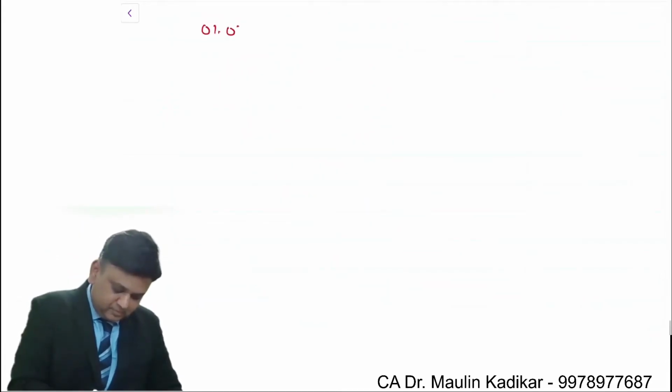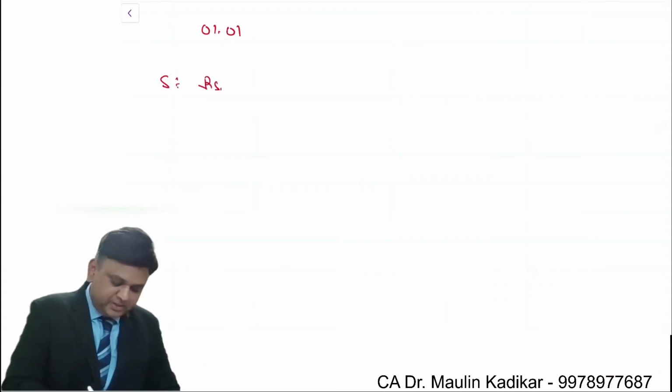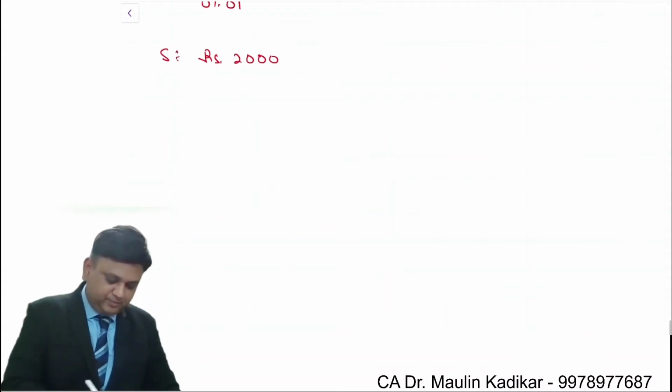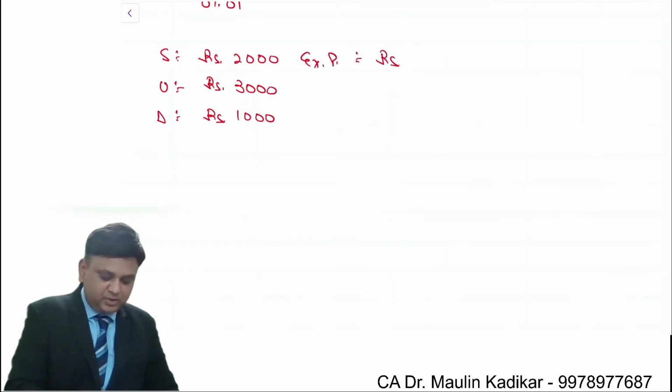Now understanding the derivation of the hedge ratio. Understand carefully. Today's date is 1st of January. Spot price of the equity share is 2000. Market price of the security may increase up to rupees 3000 or it may decrease down to rupees 1000. Exercise price is rupees 2200. The time period of option is 1 year.